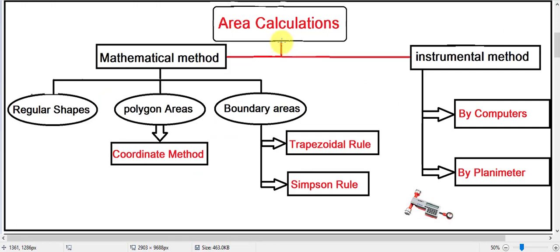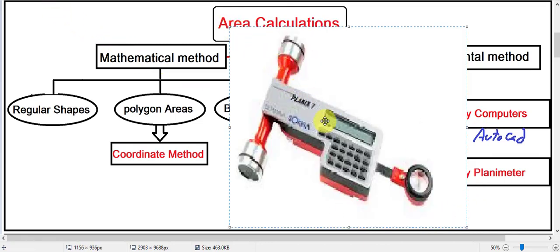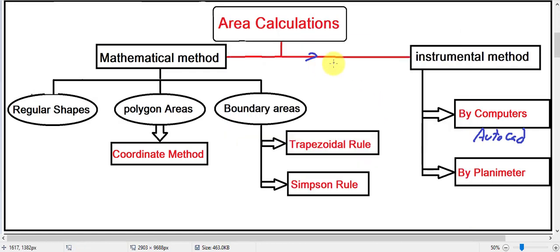To calculate the area, we have two methods. First, we have an instrumental method by using computer software like AutoCAD or by using a planimeter. This is the planimeter. This device can calculate the area of irregular shapes drawn in maps. And the second method is the mathematical method, and we will talk about the mathematical method in this video.